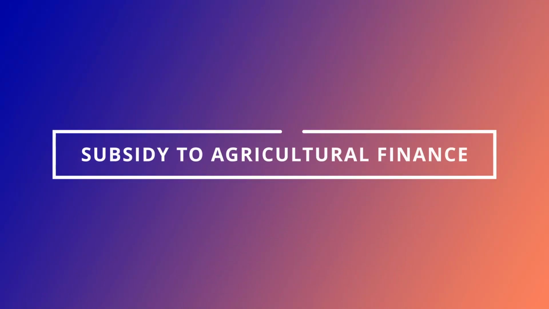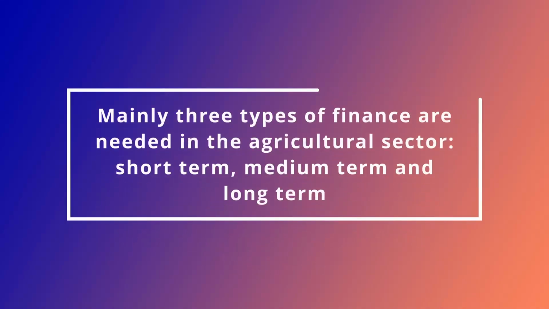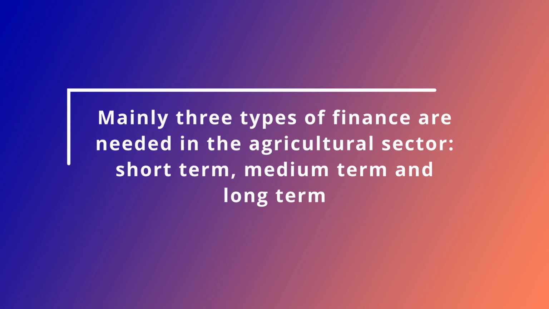So now we are going to discuss the subsidy for agricultural finance. It is seen that 10% of Indian farmers have land but don't have money to invest to cultivate. So we can understand the importance of subsidized finance for the agricultural sector. Now, which type of finance is needed for the agricultural sector? There are basically three types of finance needed for agricultural production: long term, medium term and short term finance.